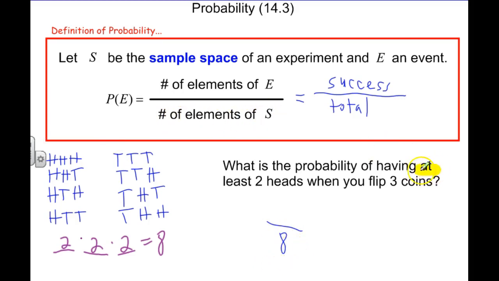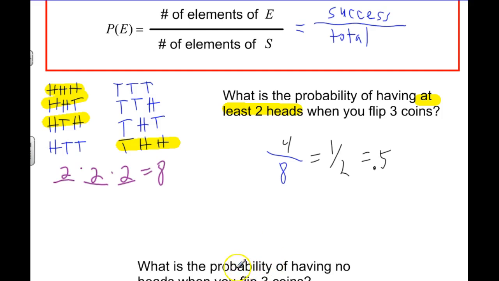Now what are we looking for? At least 2 heads. So how many of these have at least 2? This one has exactly 2 heads. This one has 2 heads. This one has 2 heads. And this one has at least 2. It actually has 3 heads, but that would count. So there are 1, 2, 3, 4 out of the 8 cases. So that would be 4 out of 8, which is 1/2, which is 0.5. Either answer is acceptable. Some students like to write decimals, some fractions in simplified form. Either one is okay.